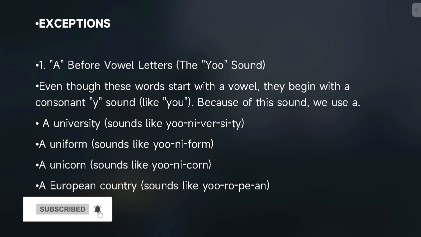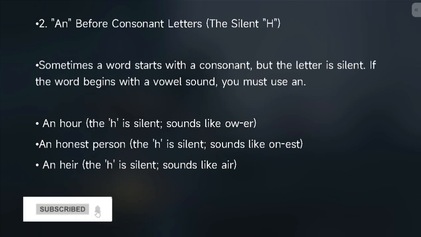Same like a uniform, a unicorn, a European country. So these are few, but you have loads like this. So please remember the exceptions, and whenever you are using them in a sentence, please be mindful. Let's move on.